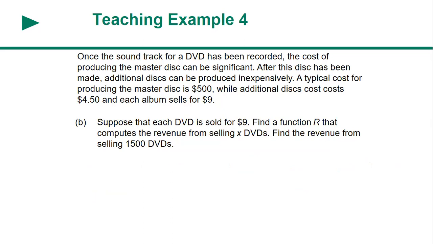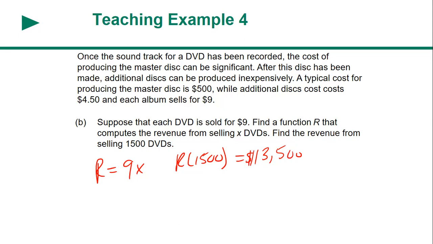All right. So here it says, suppose that the DVD is sold for $9. Find a function R that represents the revenue for selling the DVDs. So our revenue equals 9 times X, right? Now I'm looking for R of 1,500. If I sell all 1,500 DVDs for $9, how much am I making in revenue? 13,500, right? That's my revenue. That's how much I made. I didn't mean to write P on the last slide, by the way. I meant to write an R for revenue. I got ahead of myself.